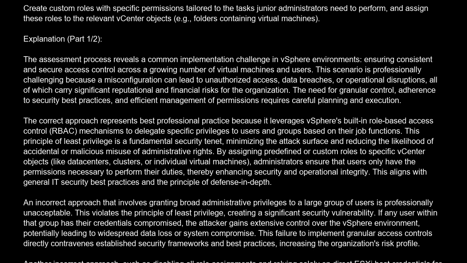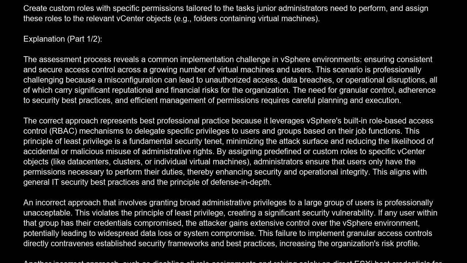This scenario is professionally challenging because a misconfiguration can lead to unauthorized access, data breaches, or operational disruptions, all of which carry significant reputational and financial risks for the organization. The need for granular control, adherence to security best practices, and efficient management of permissions requires careful planning and execution. The correct approach represents best professional practice because it leverages vSphere's built-in role-based access control (RBAC) mechanisms to delegate specific privileges to users and groups based on their job functions.